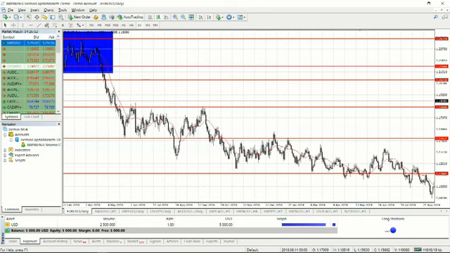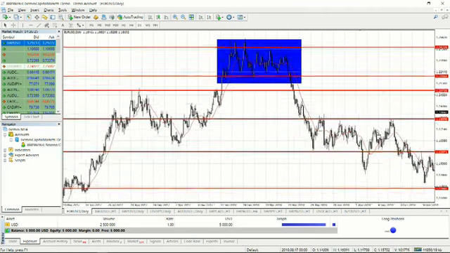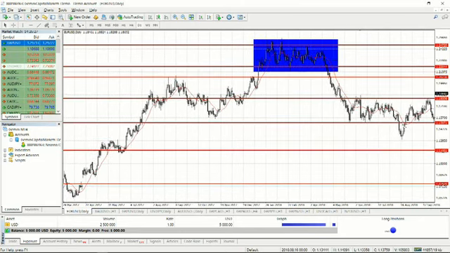So which pair should I use? Euro USD, or should I use the gold? Okay, let me use GBP USD. So remember, in drawing your support and resistance, the first thing you want to do is make sure you're on at least the daily time frame. So you can use the daily or the weekly. I'm going to use the daily time frame now.